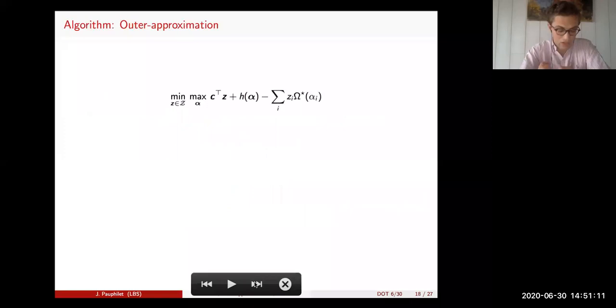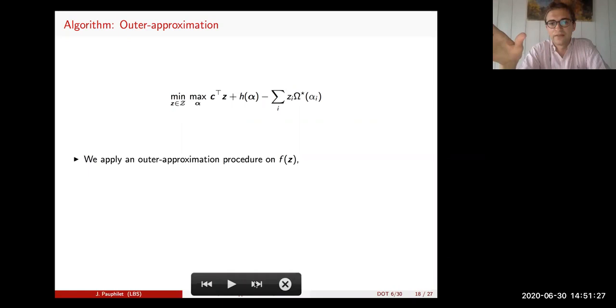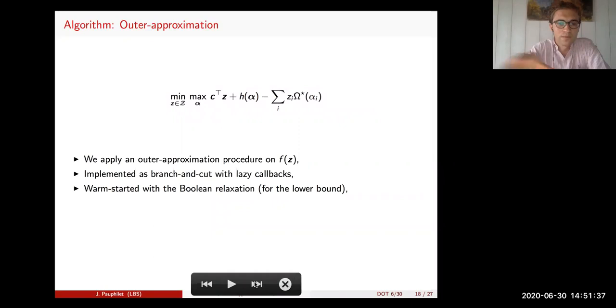So enough for the theory, just in terms of algorithms. We want to solve this min-max optimization problem, minimization over a discrete variable, maximization over a continuous one. So typically what we do is we apply an outer approximation on f of z, approximating f of z, which is convex, by a piecewise linear convex function, implemented with lazy callbacks. Warm started with the Boolean relaxation, as I said, to have a good lower bound, and also random rounding for the upper bound.